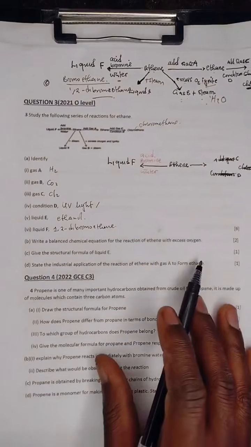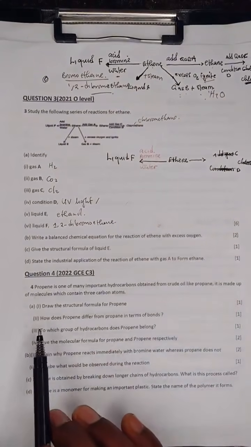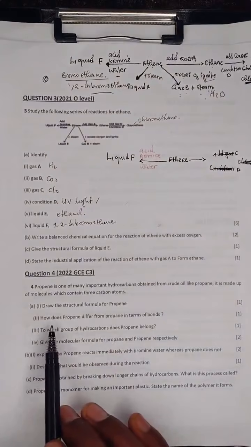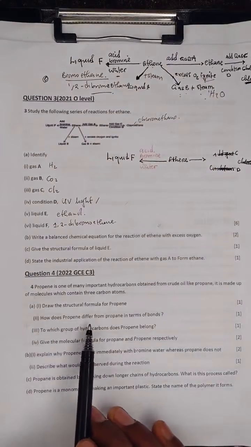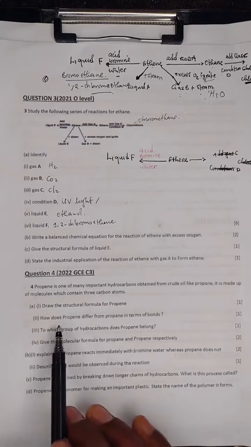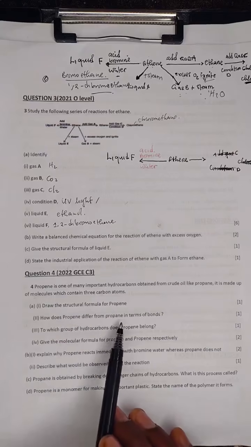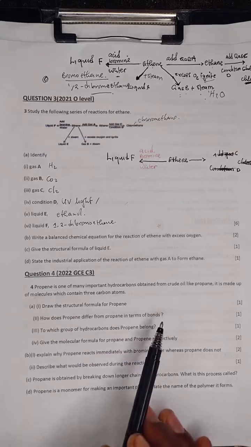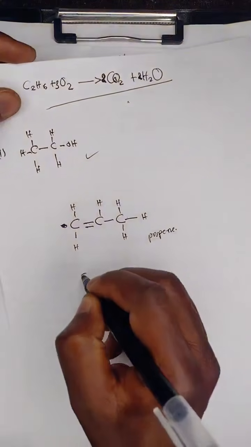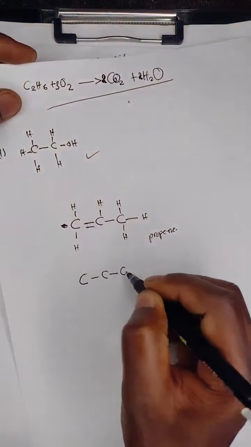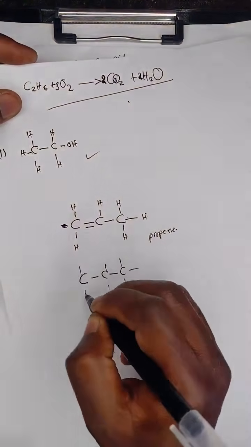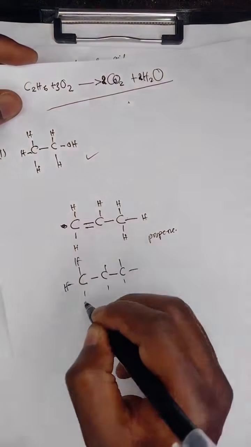Then what is the next question? The next question that we are answering is A2. How does propene differ from propane in terms of bonds? In terms of bonds, if you look at propane, it is like this, where hydrogens are connected here.